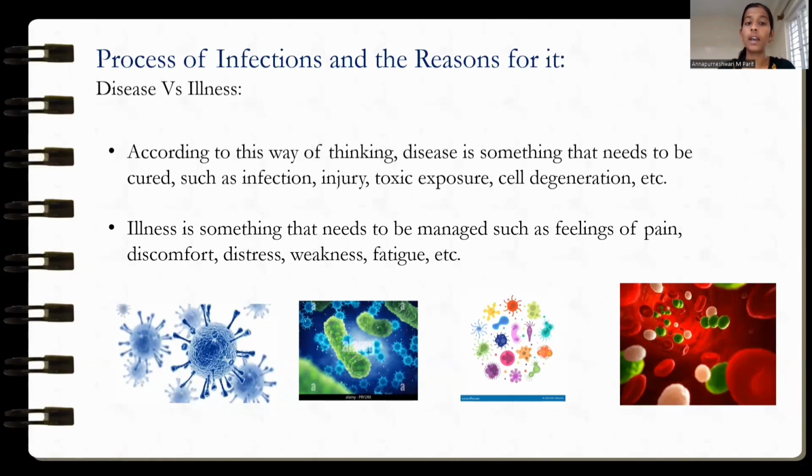Disease versus illness. According to this way of thinking, disease is something that needs to be cured, such as infection, injury, toxic exposure, cell degeneration, etc. Illness is something that needs to be managed, such as pain or feelings of pain, discomfort, distress, weakness, fatigue, etc.